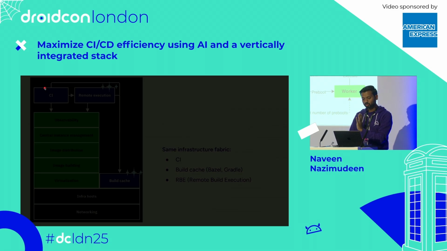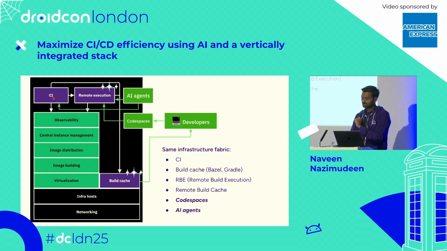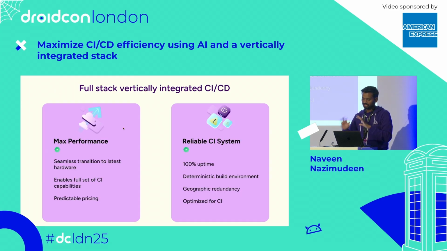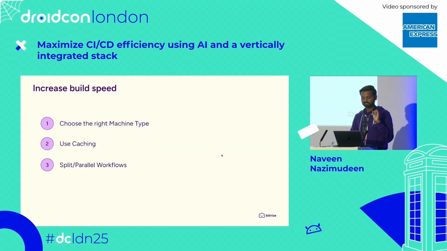But what is cool, though, is that the same infrastructure allows us to have build cache, remote execution, and CI. And so we are working on AI agents that can run on it, with Codespaces upcoming. So these are some of the capabilities. And having a fully vertically integrated stack gives max performance to our customers and a reliable CI system.